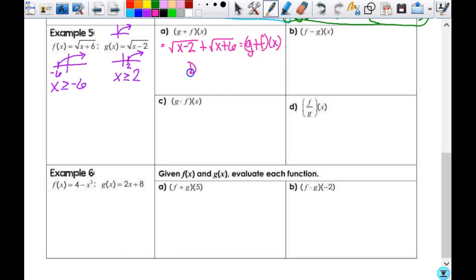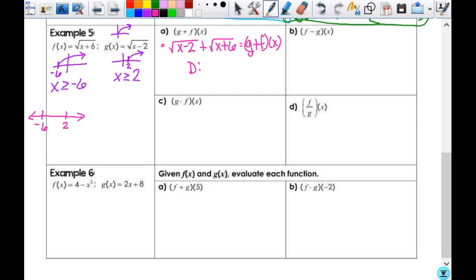Now I got to look at the domain. The domain is the intersection of these two things, all right? So, negative 6 to infinity and 2 to infinity, right? So I can only use what both of them have in common. So what do you think my domain is going to be? Think of this on a number line, right? So here I am on the number line. This is negative 6. This is 2.